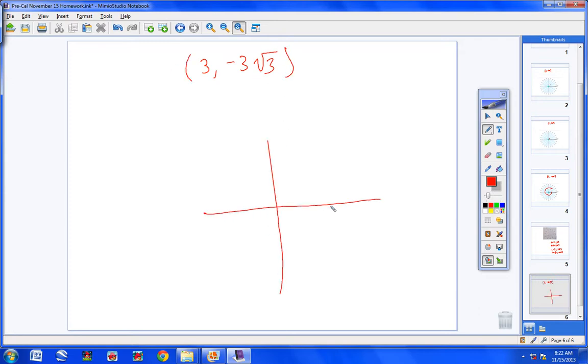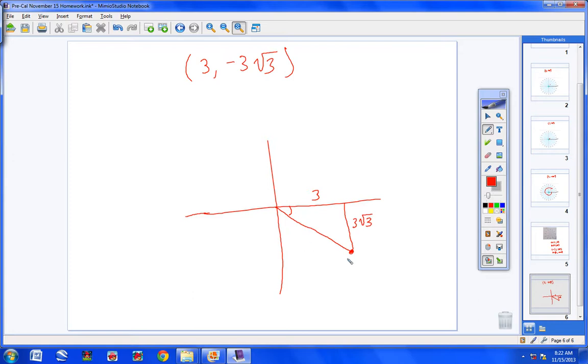First of all, I know I'm going to be at positive 3 and then down negative 3 square root of 3. So I'll be over here somewhere. I'm just kind of making that point up. Go ahead and draw your triangle. So I'm at positive 3 and down 3 square root of 3. So in order for us to write this in polar form, I've got to find this angle and I've got to find my hypotenuse.